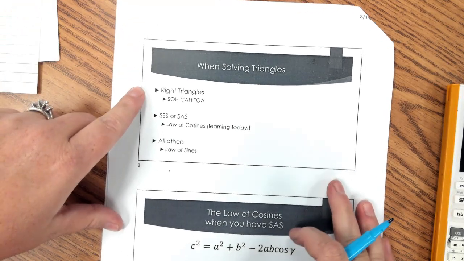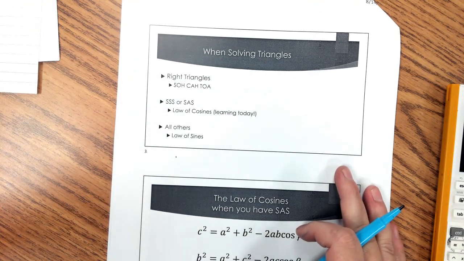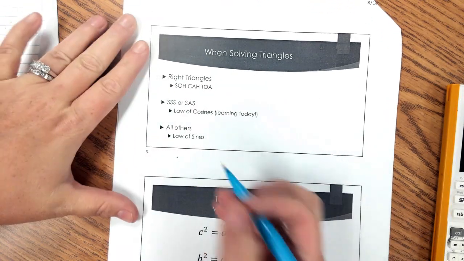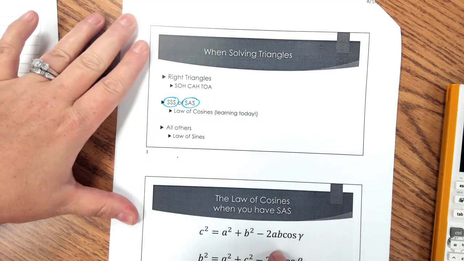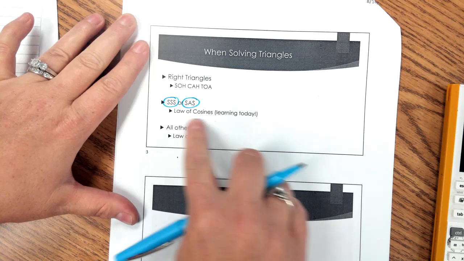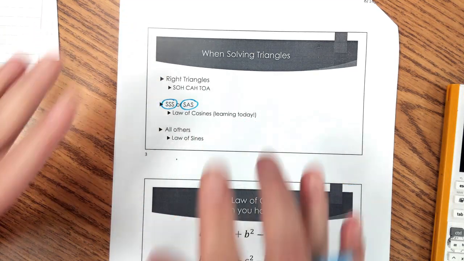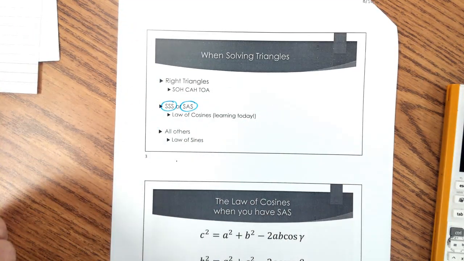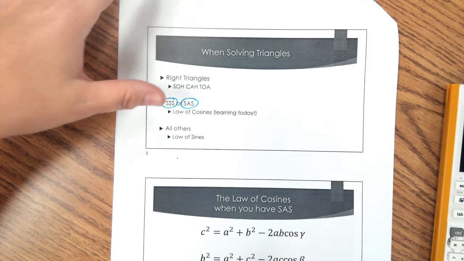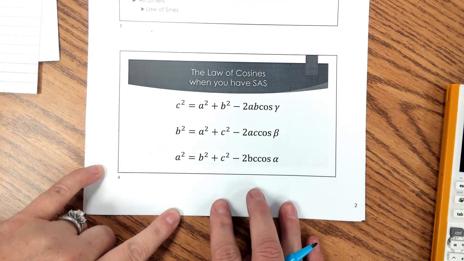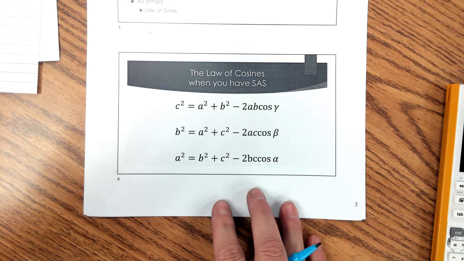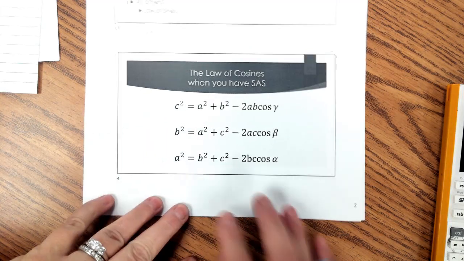So when you're solving triangles, when they're a right triangle, SOHCAHTOA. We got all that. When it's side, side, side, or side, angle, side, you're going to use law of cosines. Anything else that you're given, you got to use law of sines, okay? So, side, angle, side, or side, side, side. Here are your three formulas. Pause it. Write them all down.